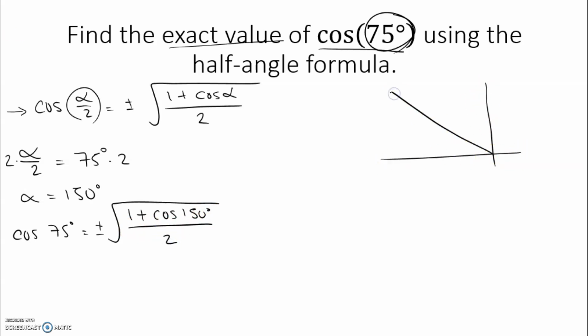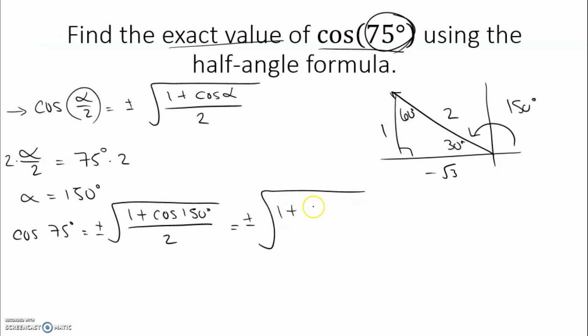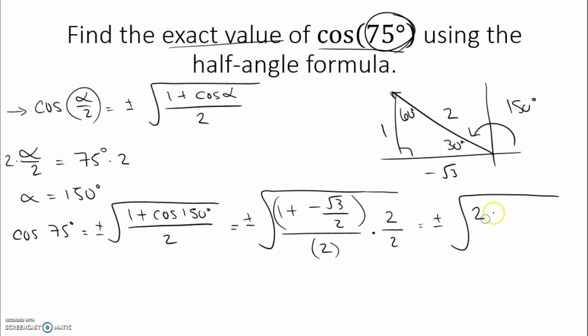Okay, just like the last problem, this is 150. It will have a reference angle of 30. There's 90, there's 60. There's negative square root of 3, there's 1, and there's 2. So plus or minus the square root of 1 plus negative square root of 3 over 2, the whole thing divided by 2. So I'm going to do the same thing as last time. I'm going to multiply both the top and the bottom by 2, just so I can knock out this fraction right here. So plus or minus the square root of 2 minus the square root of 3 all over 4.